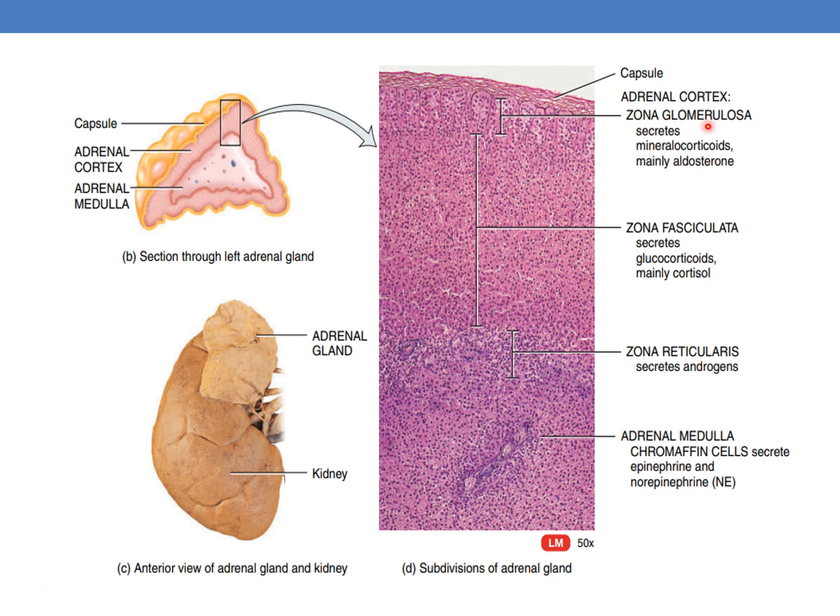The adrenal cortex is divided into zona glomerulosa, which secretes mineralocorticoids, mainly aldosterone. The next region is zona fasciculata, which secretes glucocorticoids, mainly cortisol. And finally, zona reticularis secretes androgens. And this is the adrenal medulla. It contains chromaffin cells that secrete epinephrine and norepinephrine.